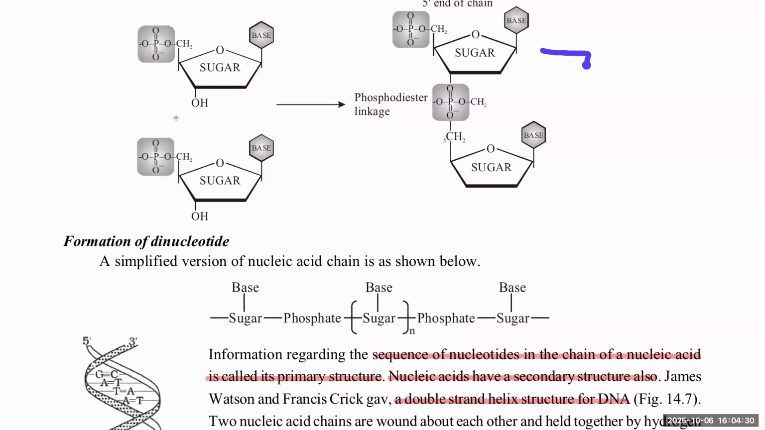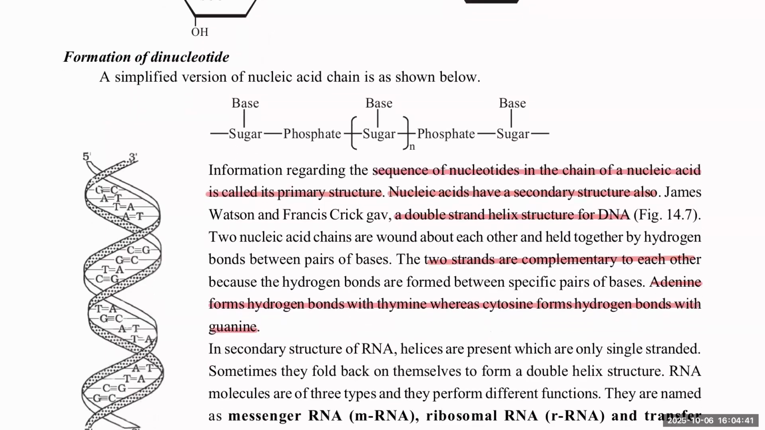If you have only two sugars here, that means it is a dinucleotide. If you have three, a trinucleotide. If you have n number, it is a polynucleotide. Got it? And just like in protein chains, we call it a primary sequence. Here also, the sequence of the polynucleotide chain is what we call the primary structure.